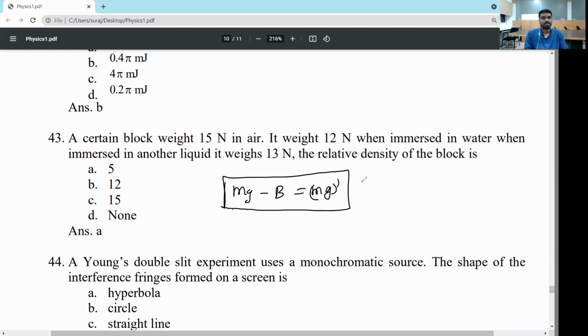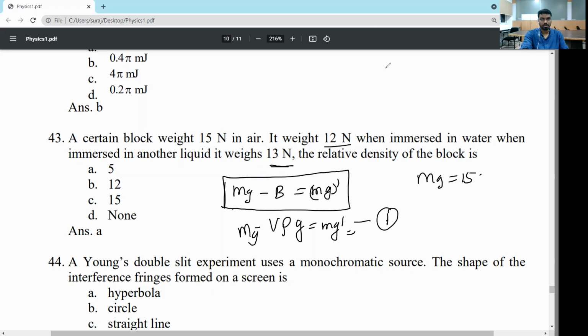Different cases are there. mg is given as 15. Buoyant force is equal to what? V times rho times g. And g dash. Based on this, two equations will come. Equation 1 with 12 Newton, equation 2 with 30 Newton.